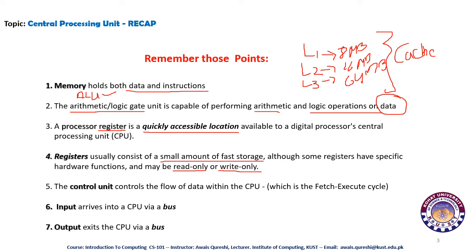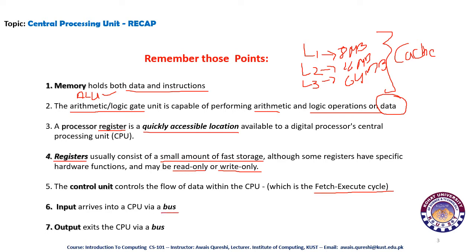In case of RAM, the RAM could be 8 GB, 16 GB, 32 GB, 64 GB, 128 GB, but the size of the registers that are relevant to the processor is very small as compared to the RAM. Their relative sizes are 8 MB, 16 MB, 64 MB, 128 MB, and so on. These are the registers available to the processor, where the processor stores data on a temporary basis during execution of different instructions. The control unit controls the flow of the data within the CPU, which is the fetch execute cycle, and the input arrives into the CPU via the bus.